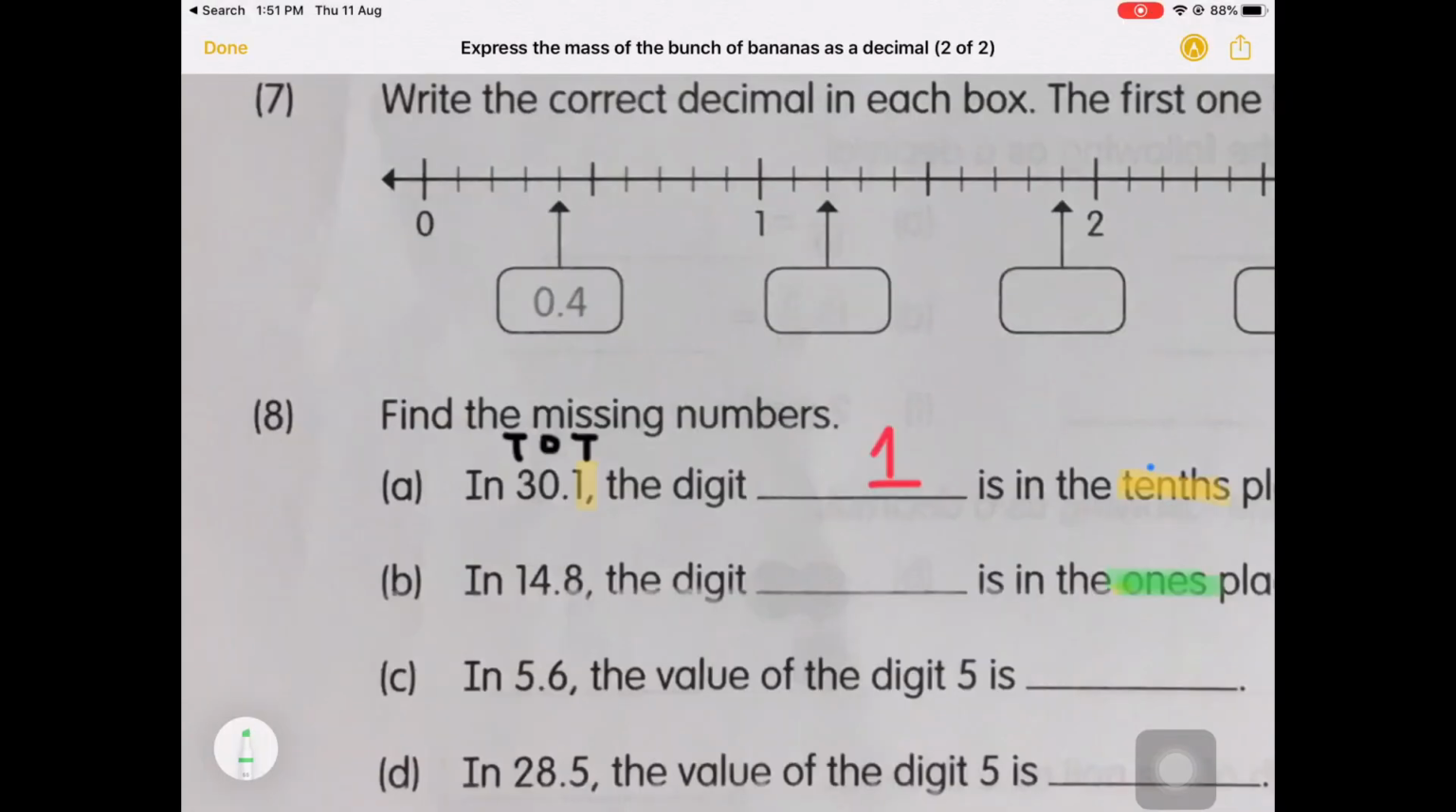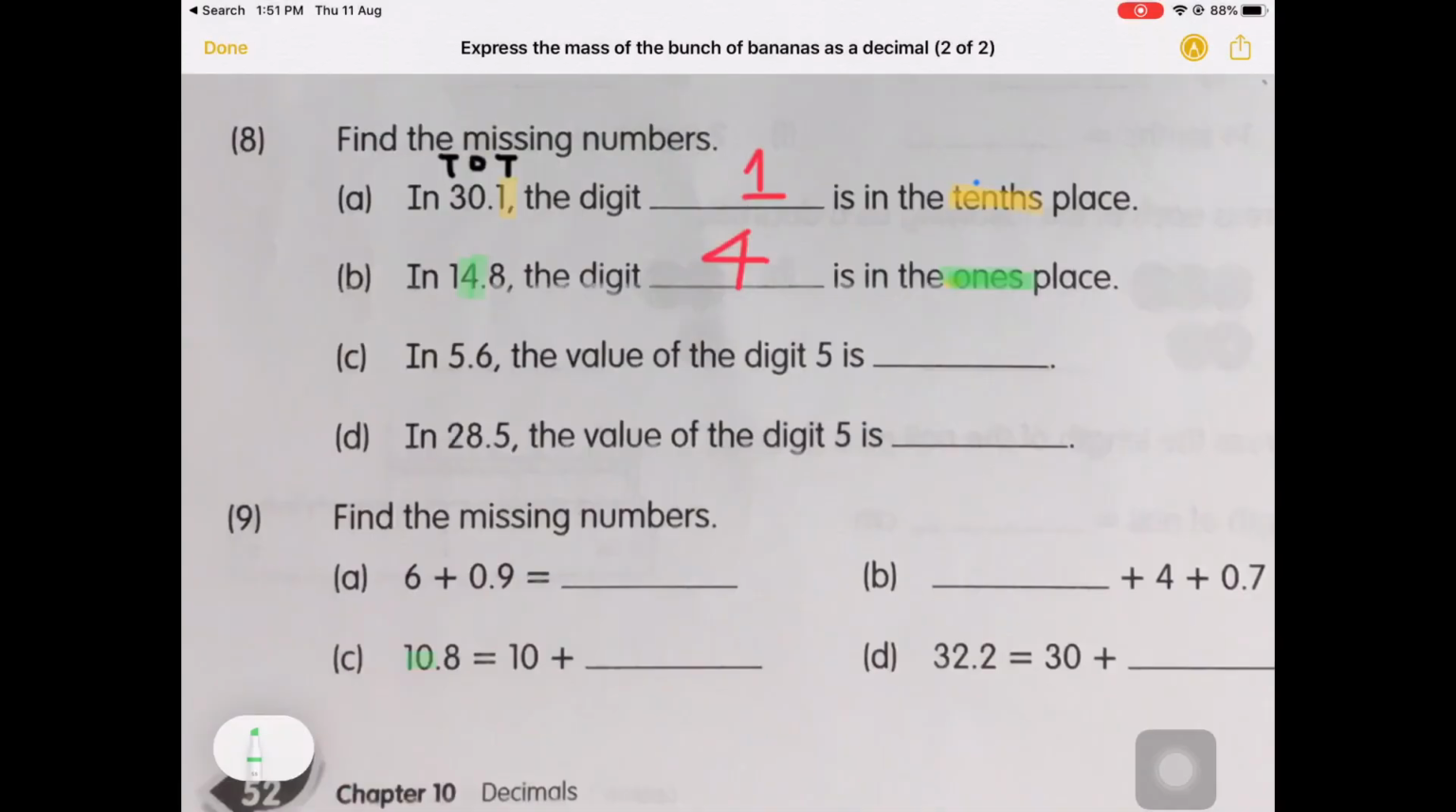Question 8b. In 14.8, which digit is in the 1's place? We can see that 4 is in the 1's place. Let's skip to question 9. 9c. 10.8 is represented as 10 wholes and 8/10. 8/10 is 0.8 in decimal.